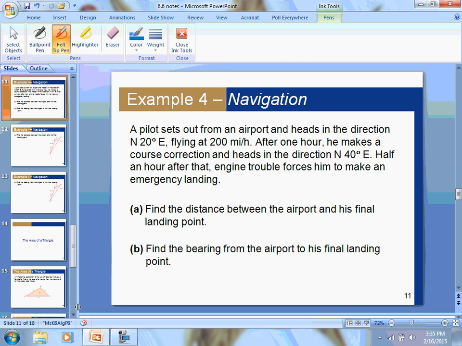Okay, so he did kind of a course direction change here. Okay, he was starting off flying north 20 degrees east. So there's not a whole lot of room here. Let me squeeze it in here. So he was going north and then he went 20 degrees east. So that's the 20 degrees in there. Okay. And then after an hour, he makes a course correction and heads in the direction north 40 degrees east.